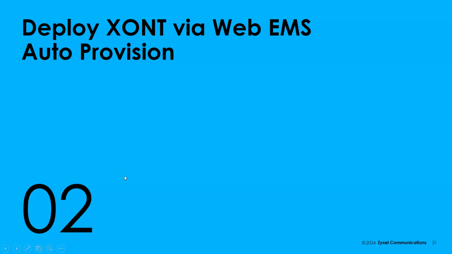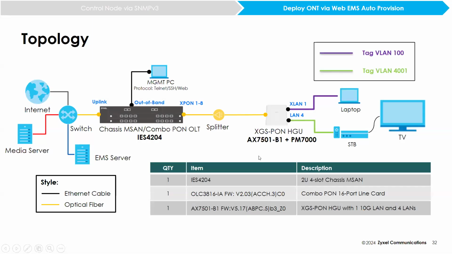Okay, so now I am going to introduce how we can use our ENS system to deploy the ONT devices. This is the topology in our example. You can see that the topology is the same as the one we used this morning. But to simplify it, I only connect one GS phone HGU device to phone 1-8.